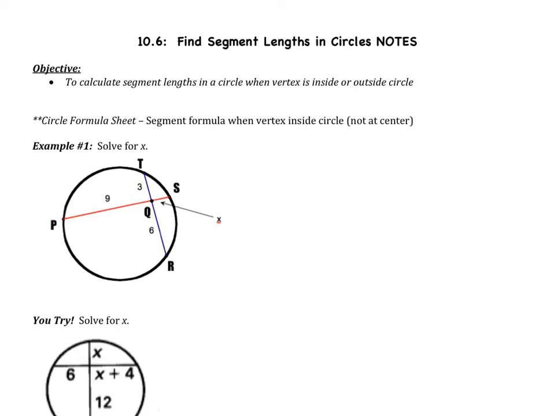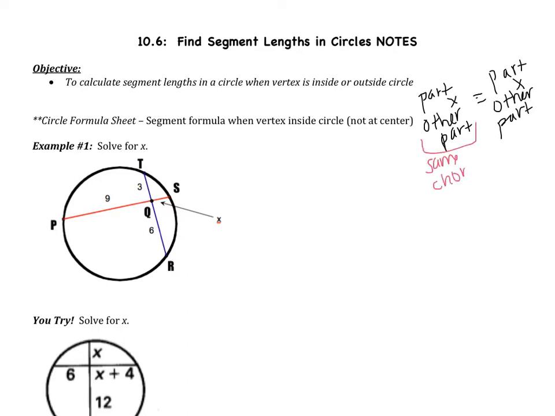For the segment formula, when the vertex is inside the circle, but not at the center, it's going to be part times other part equals part times other part. Make sure that you know that that x is a multiplication sign and not actually a variable x. These come from the same chord, and then these two segments should come from the same chord.